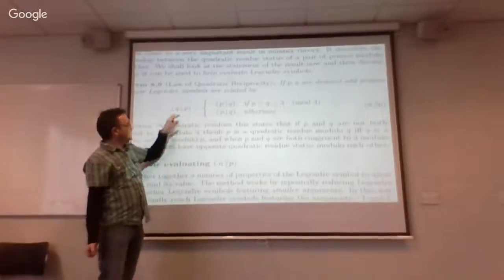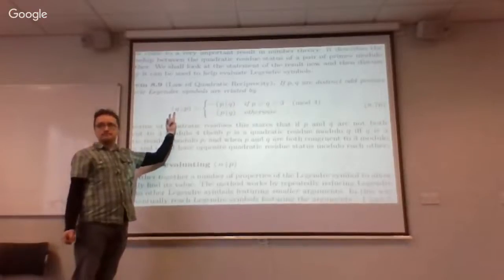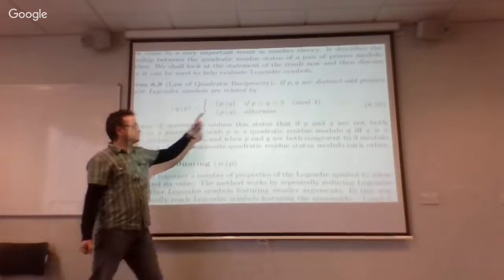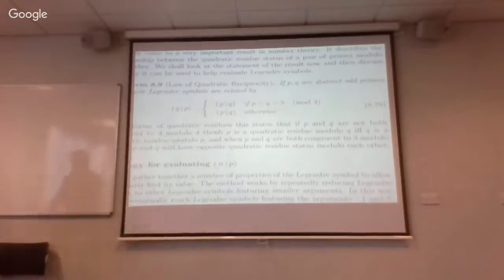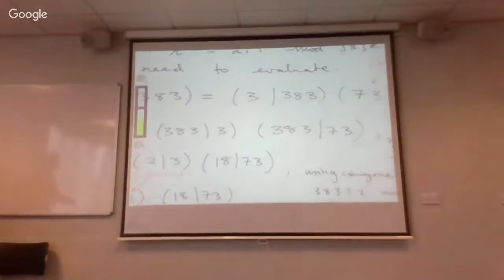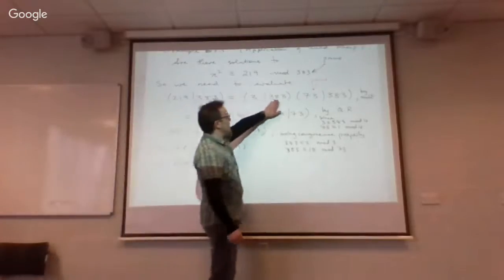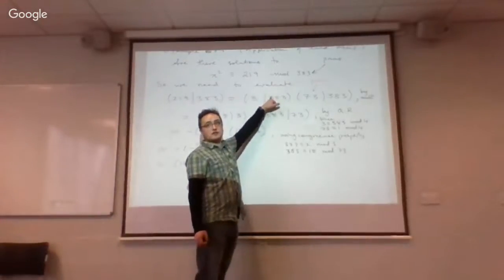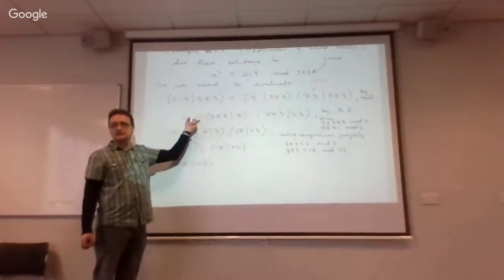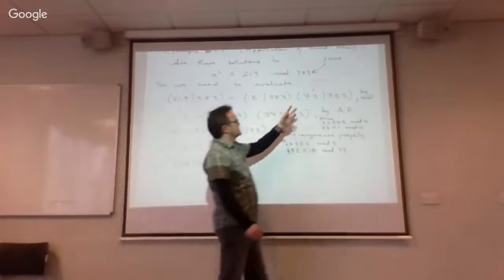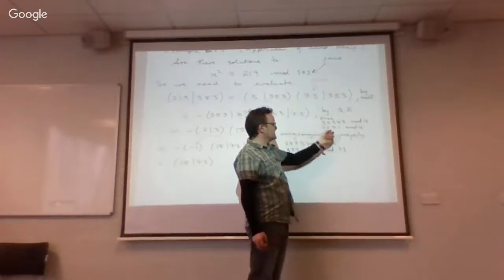So basically, the idea is when you meet these Legendre symbols, where both of the arguments are prime, you can flip them. But if both of the primes are congruent to 3 modulo 4, you need an extra minus sign. So when I was working through it, I had 3 and 383. Both of those primes are congruent to 3 modulo 4. So when I flip it, I need to introduce a minus sign. 73 and 383, they're both primes, but 73 is not congruent to 3 modulo 4.